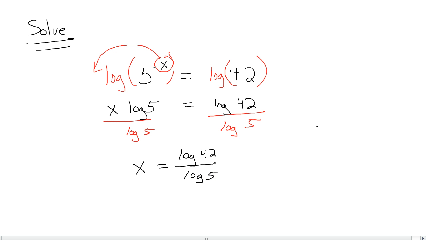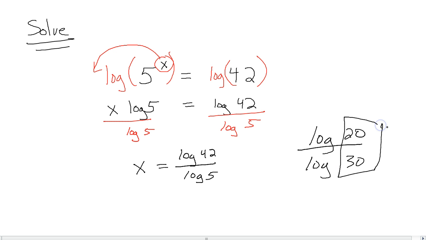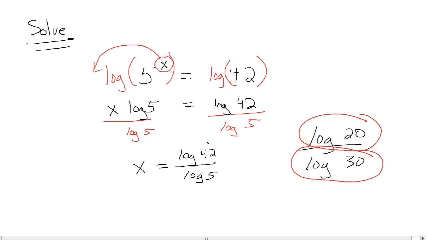And while we're at it, if you end up with something like the log of 20 over the log of 30, don't you dare think that you can simplify that into 2/3 or anything else. Remember from when we talked about trig functions, this is an entire quantity. You cannot pull out the 20 or do anything else with the 20, and this is an entire quantity. Same as this is over here. Don't take the log of 42 and divide it by 5 or anything else.